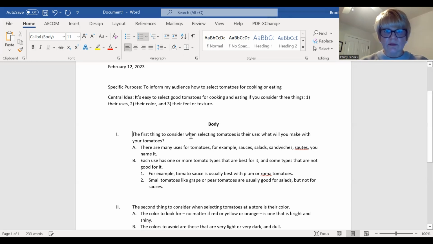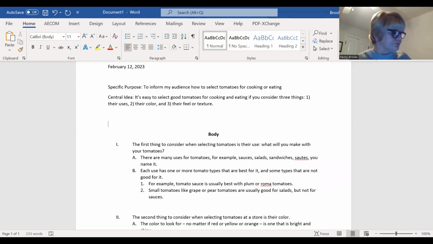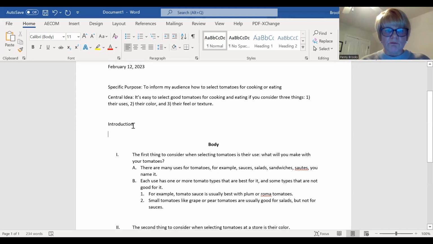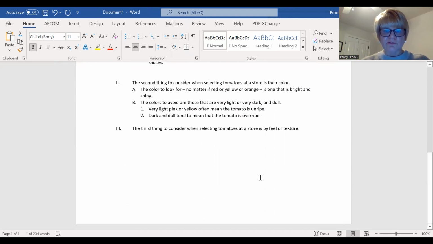I think I can take out that line. There we go. Introduction is going to go up before the body. There we go. And then after the body, we have conclusion. So I'm going to work on the body first.